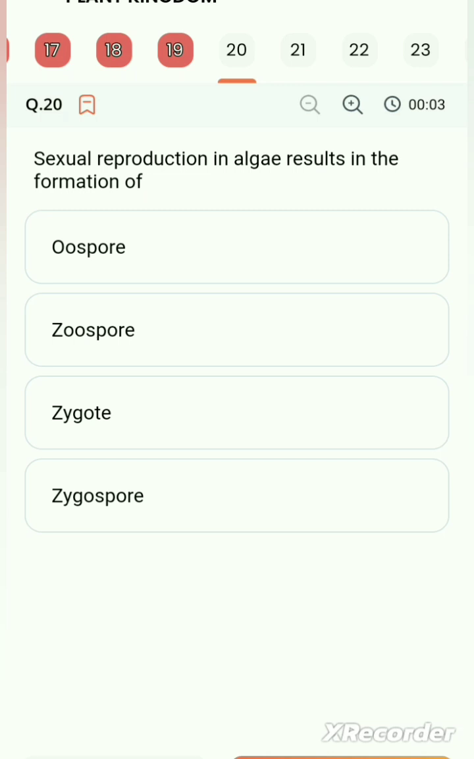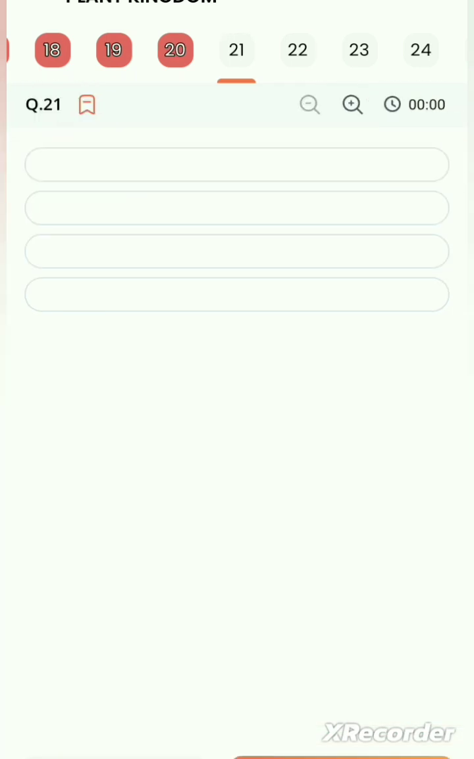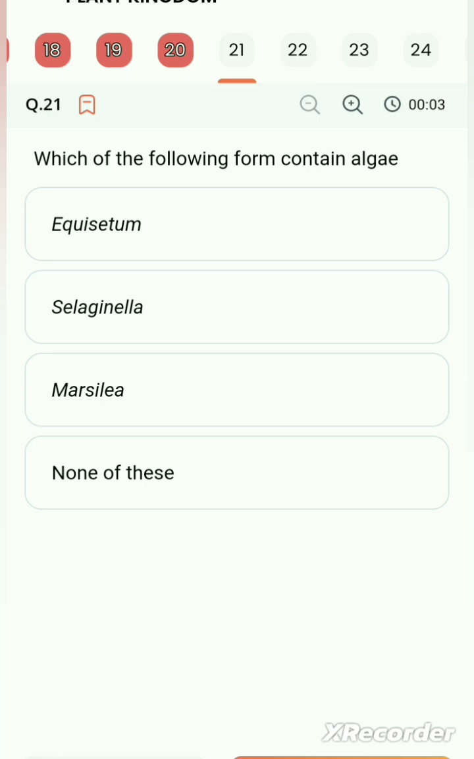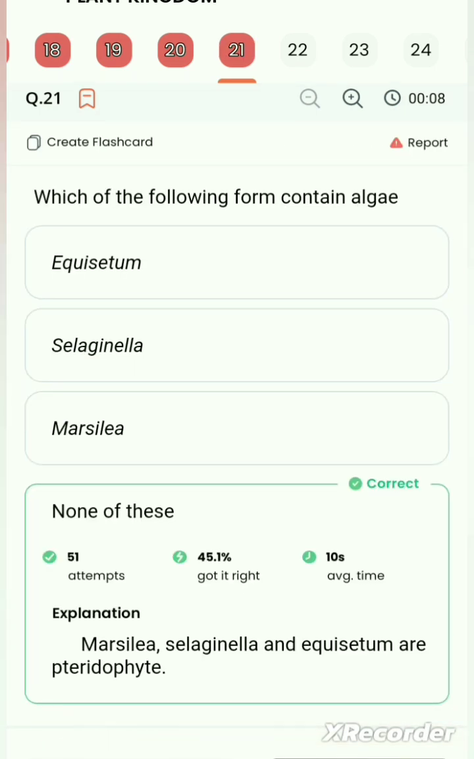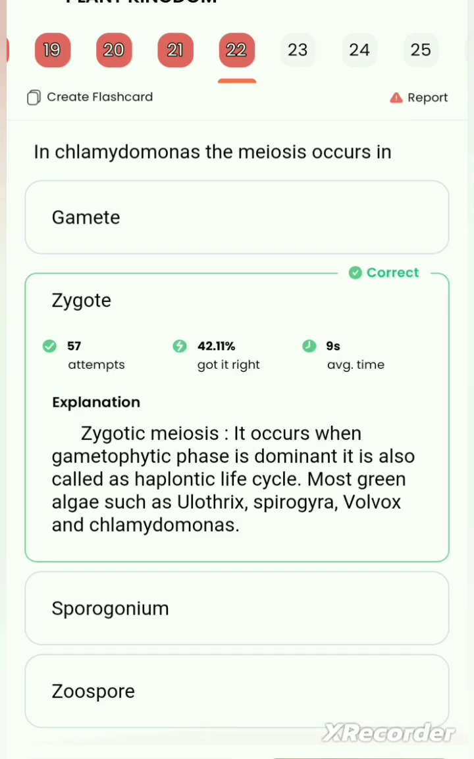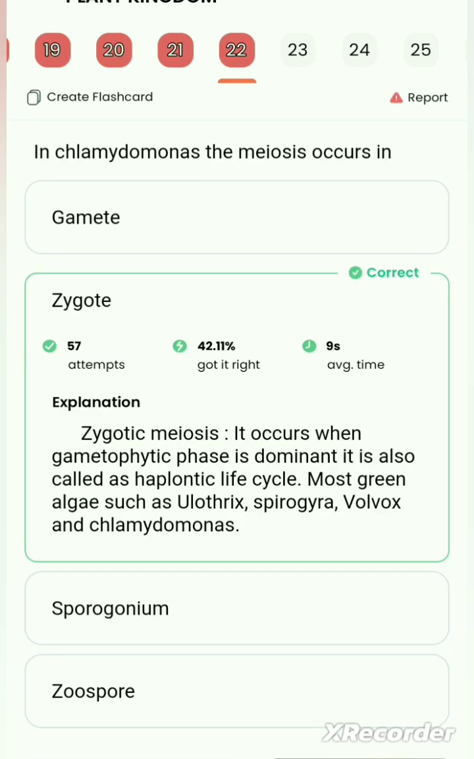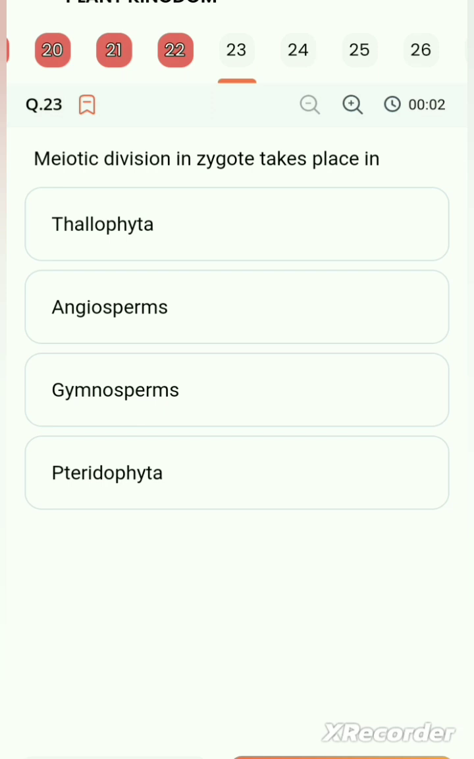Sexual reproduction in algae results in the formation of zygospore. Which of the following forms contain algae? That is none of these, because all are pteridophytes. In Chlamydomonas, meiosis occurs in the zygote. And you can see other algae like Ulothrix, Spirogyra, Volvox and Chlamydomonas. They have the haplontic life cycle.